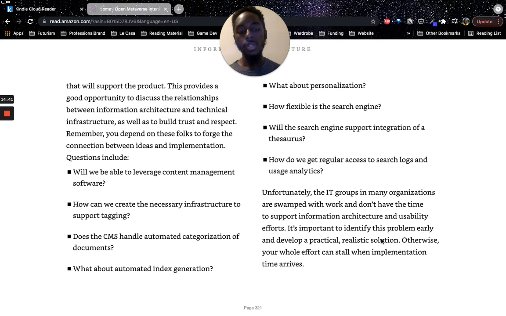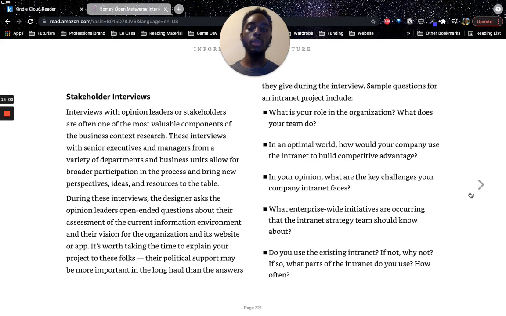So super interesting. Unfortunately, the IT groups in many organizations are swamped with work and don't have the time to support information architecture and usability efforts. That's why this won't work. It's important to identify this problem early and develop a practical, realistic solution. Otherwise, your whole effort can stall when implementation time arrives.